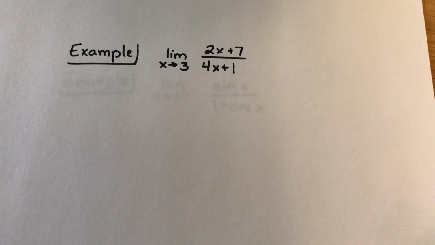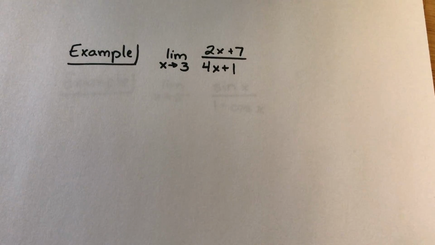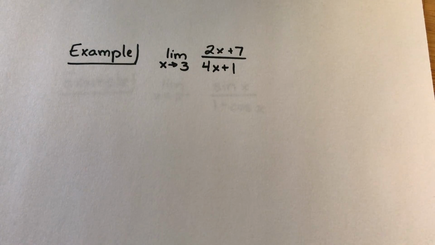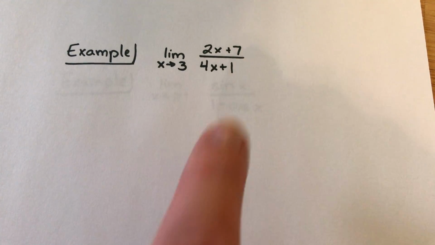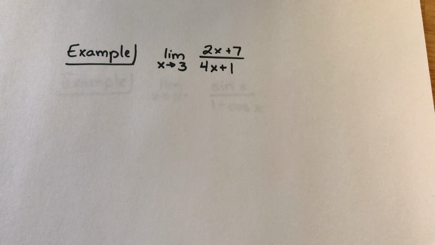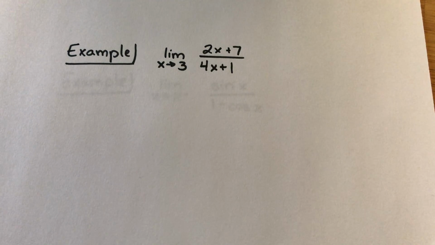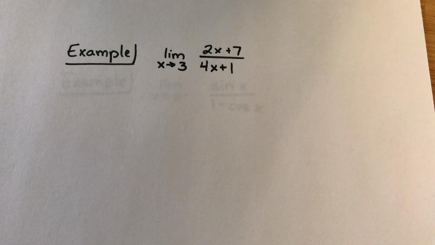So in this video, I'm going to talk very briefly about a couple of examples with L'Hopital's rule that I just wanted to add on. For example, this first one I have is the limit as x approaches 3 of (2x + 7) divided by (4x + 1). I know we've been talking a lot about L'Hopital's rule.